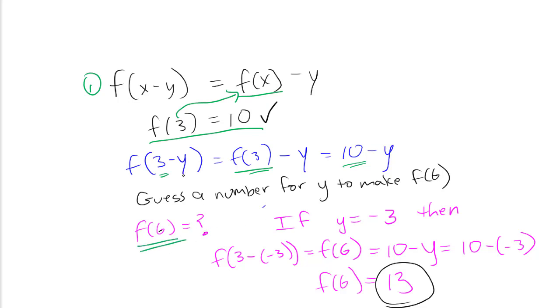So in other words, what y could I plug in here that makes this f(3 − y) f(6)? Well, that'll occur if y equals −3. 3 − (−3) is f(6). So if I guessed y equals −3 and plug that into my blue function, I will get f(6) = 10 − y. But I also know y because we just said it's −3. So it's 10 − (−3), which is 10 + 3. Aha! It all came together. f(6) = 13.